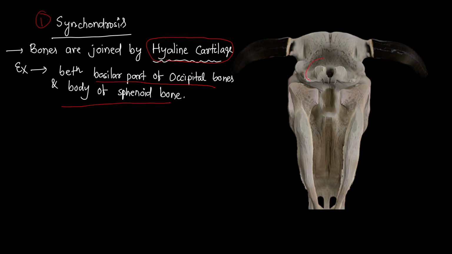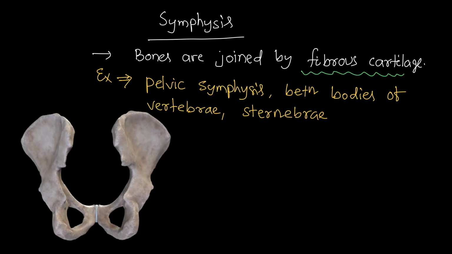This is the basilar part of the occipital bone and this is the sphenoid bone. Here you will find the joint, the synchondrosis.